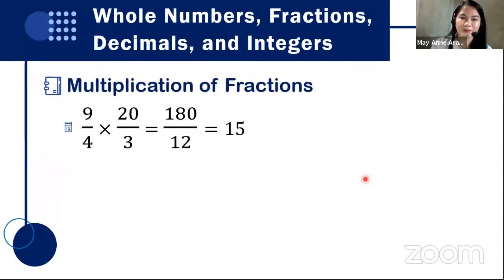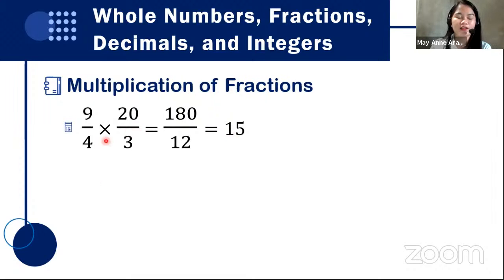Next, we have the multiplication of fractions. So here, all you have to do is multiply the numerator by the numerator of the other fraction and the denominator by the denominator of the other fraction. So you have here 9 times 20 is 180. Then 4 times 3, you have 12. And since 180 is divisible by 12, it can be simplified. So the answer is 15.